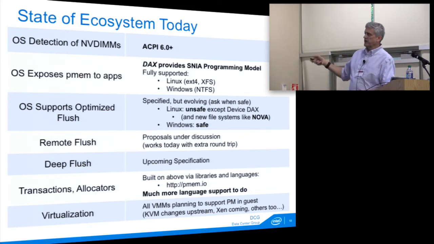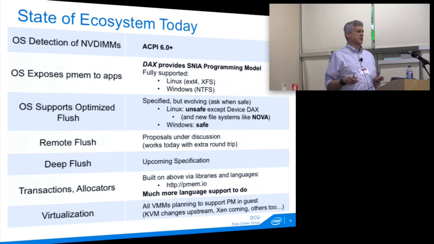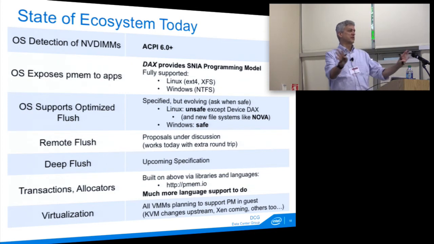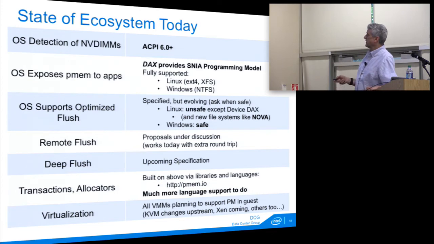Except for this thing called device DAX, which is a special kind of workaround solution for this problem, because we needed the performance of being able to flush from user space. So we're still working on this, but stay tuned to the talk right after mine, where you'll hear about the Nova file system that has solved this. If you use the Nova file system, user space flushing is completely safe, completely supported, and it's pretty awesome. The Windows NTFS DAX does support the optimized flush. It's completely safe to flush from user space.